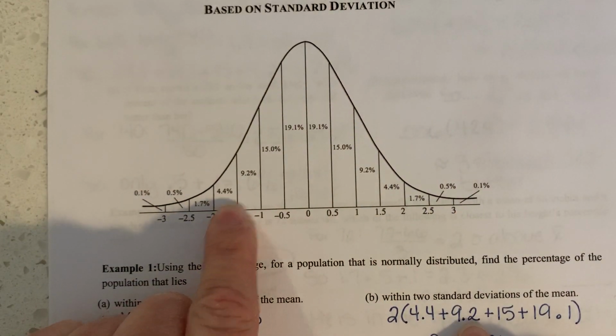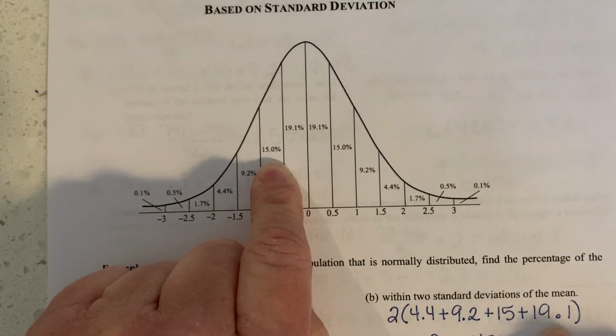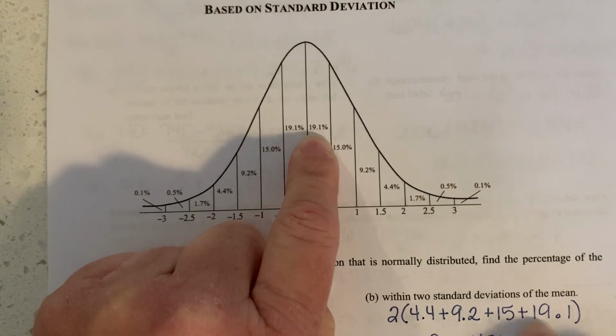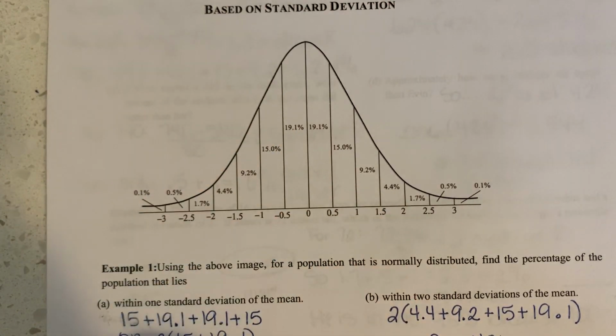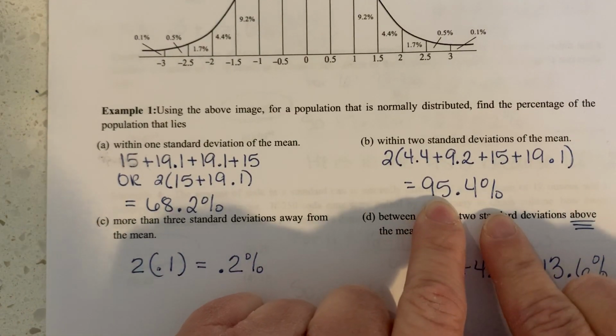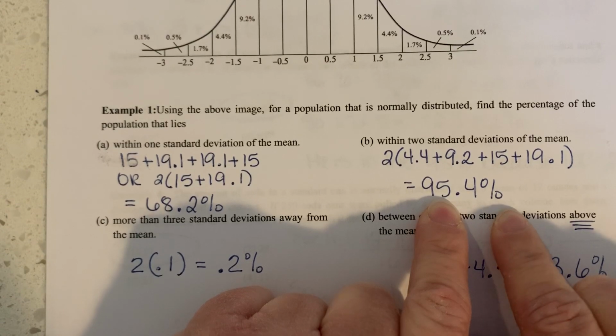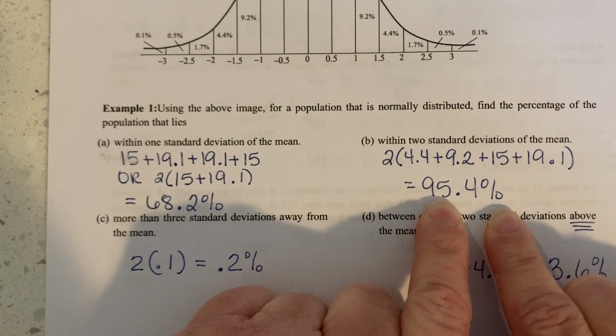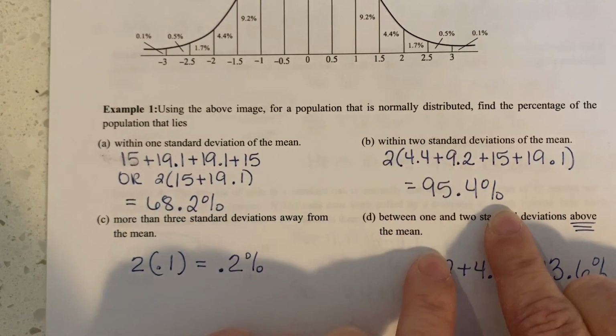So 4.4 plus 9.2 plus 15 plus 19.1, times 2, means that in a normal distribution, 95.4% of all data falls within 2 standard deviations of the mean.